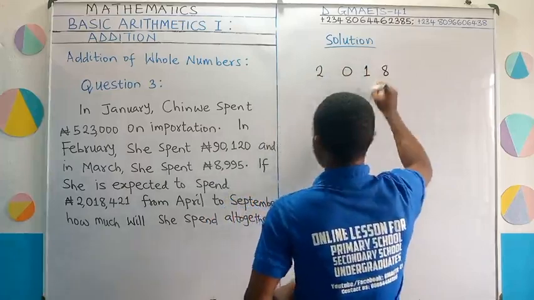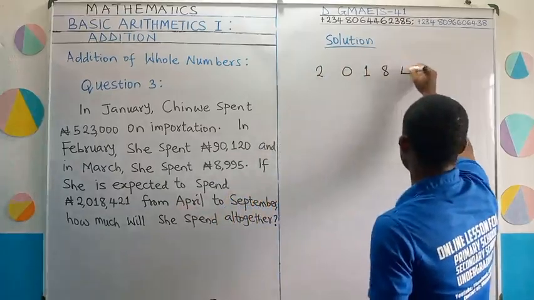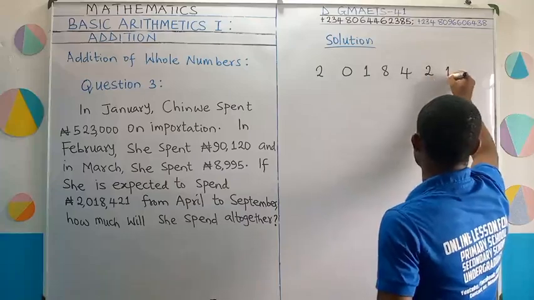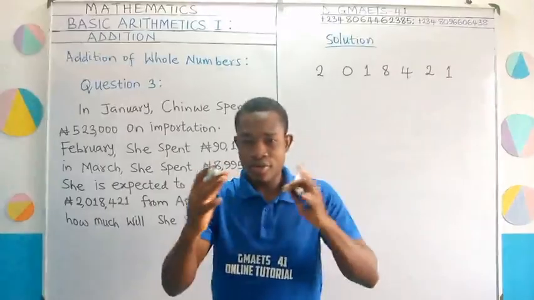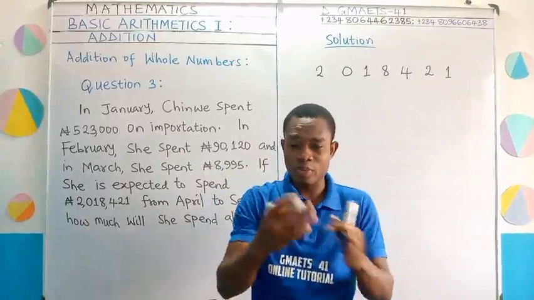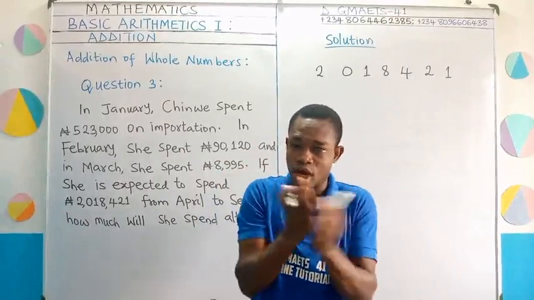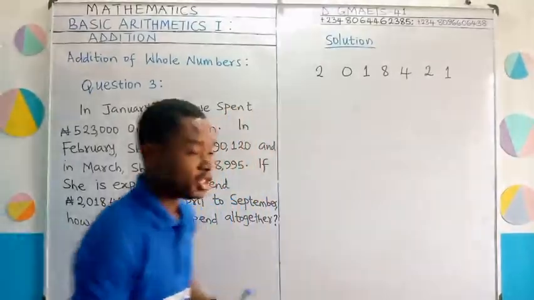2,018,018, and then we have 421. Okay, when you're writing out the digits during addition, it's always good to give a little spacing between them. Don't write them too close like they are here, okay? So you don't go misplacing the digits.